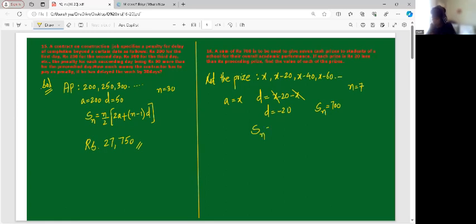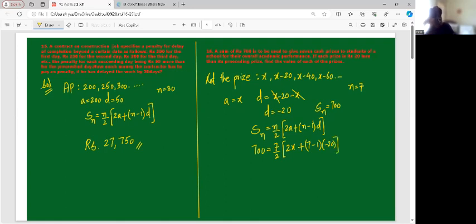Sn is equal to n by 2 into 2a plus n minus 1 into d. Because it is the x value, let me do it. Sn value is 700. The n value we know already, it is 7 students. 7 by 2 into 2 times a value, which is x here, plus n minus 1, that is 7 minus 1, into the common difference, which is minus 20.